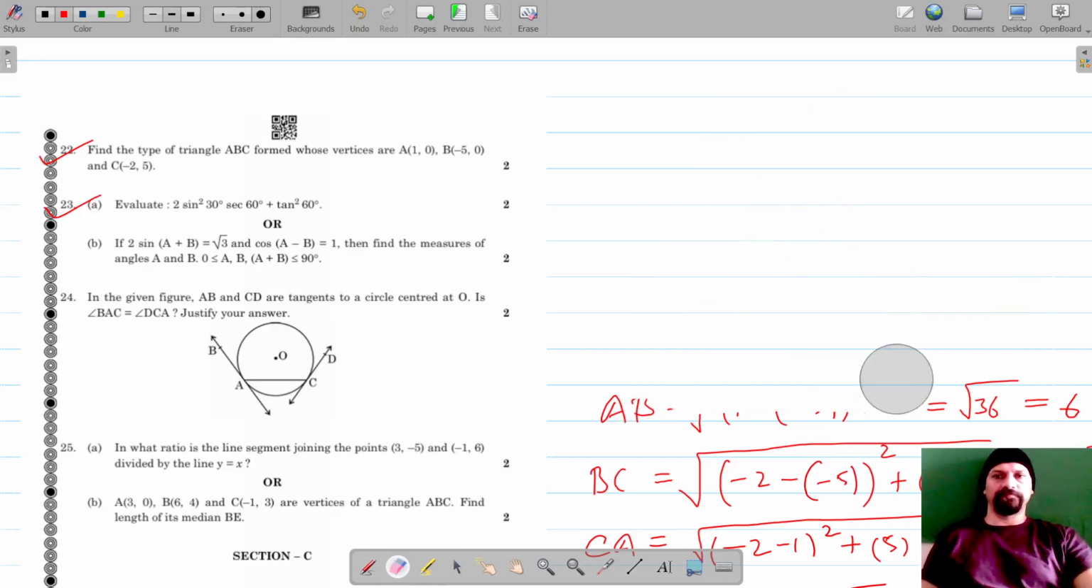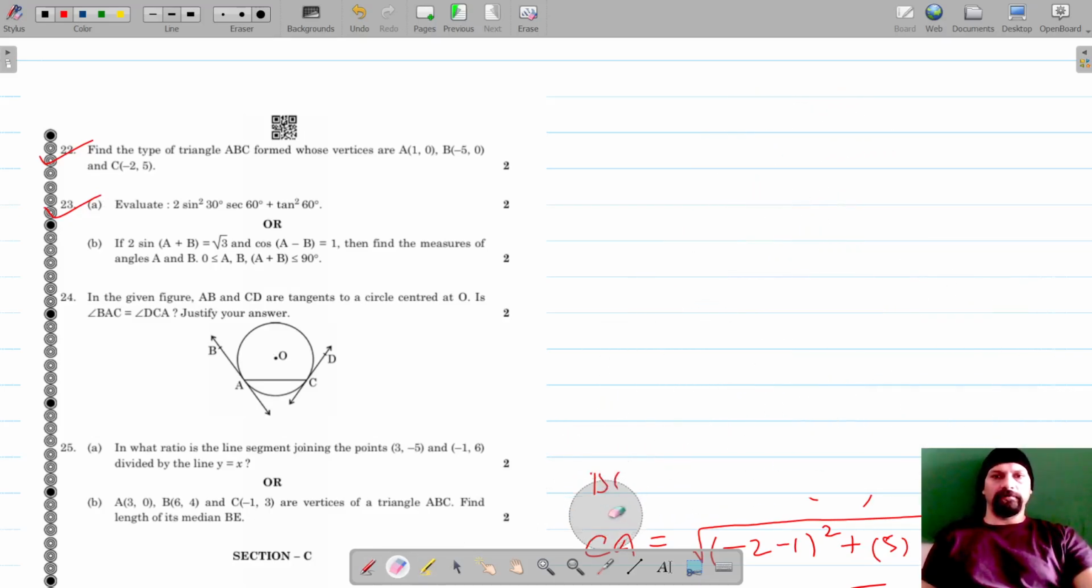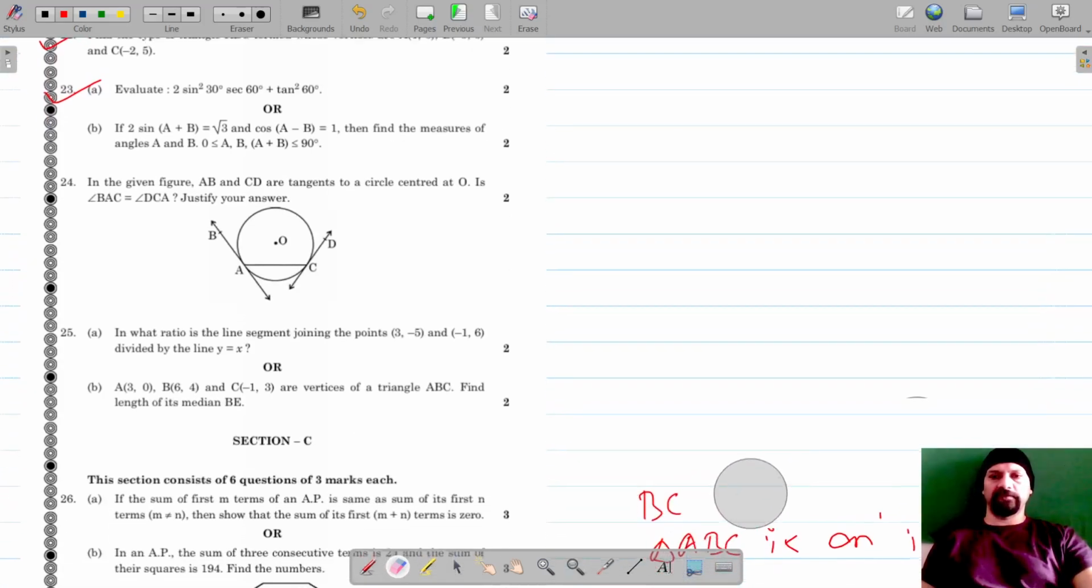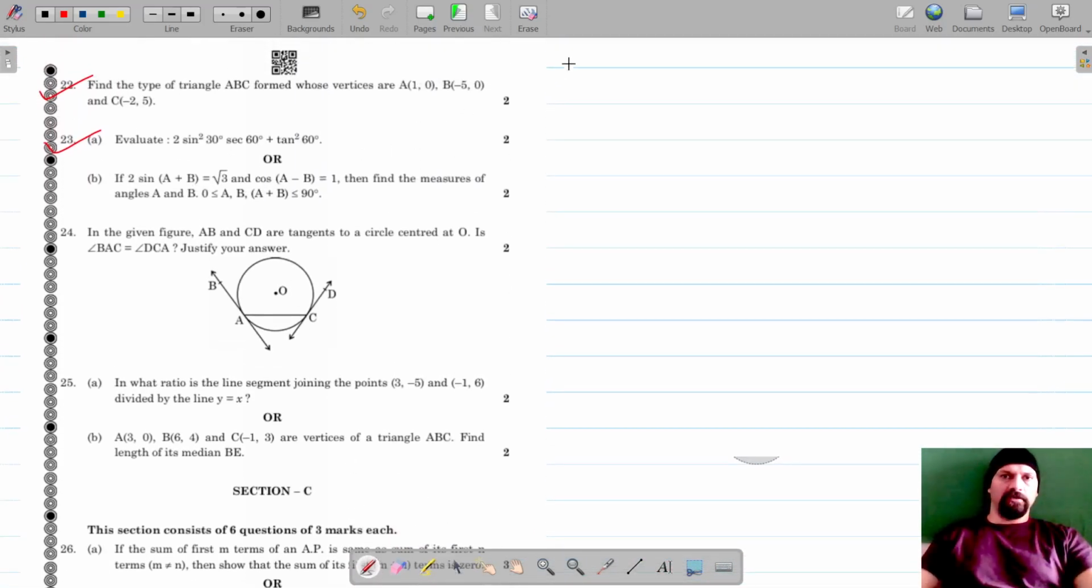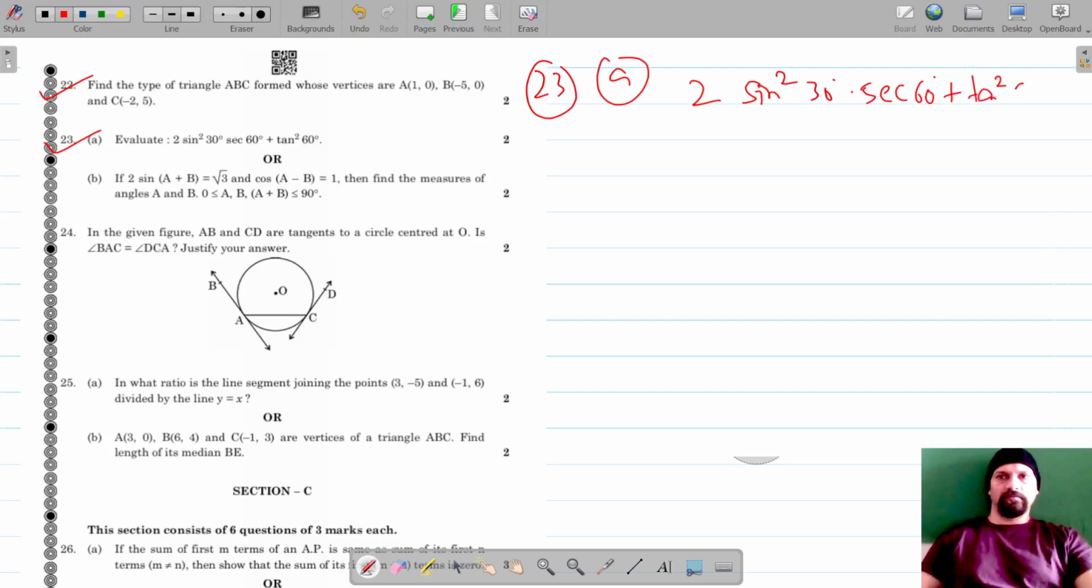Okay, moving on to the next question, which is question number 23, we have to evaluate the values of the trigonometric ratios of certain angles. And it's question number 23, part 3. It's given that 2 sine square 30 degree into secant 60 plus tan square 60. We have to evaluate this.